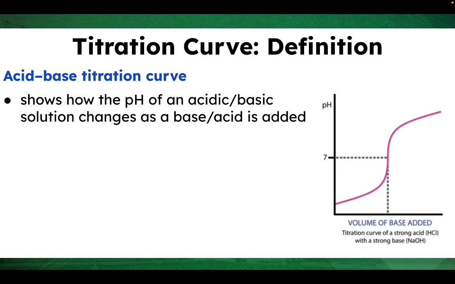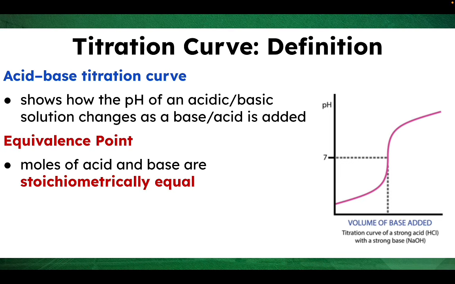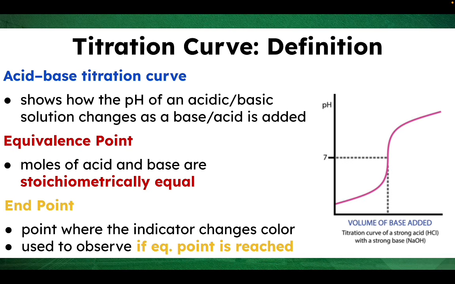Now, when you plot the volume and the pH, you will form a titration curve. So an acid-base titration curve shows how the pH of an acidic or basic solution changes as a base or acid is added. As mentioned in the previous video, there are 2 points that you need to know. Equivalence point is the point where the moles of an acid and base are stoichiometrically equal. Endpoint is where the indicator changes color. It is used to observe if the equivalence point is reached.